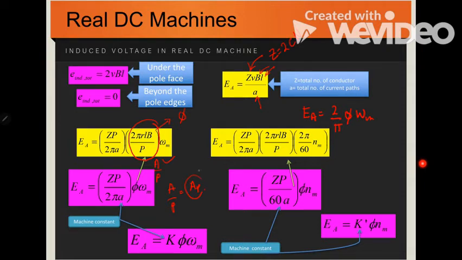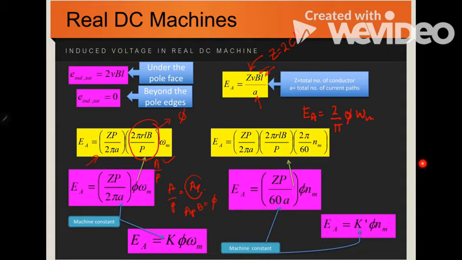So we calculated before that AP times B is actually the total flux inside the machine. Okay, so what we are left with is this term. Alright, so this term is what we call the machine constant.